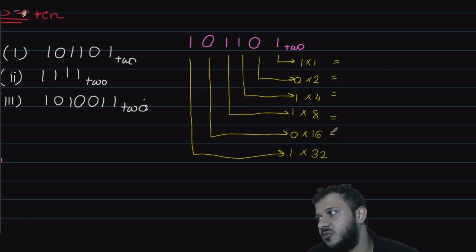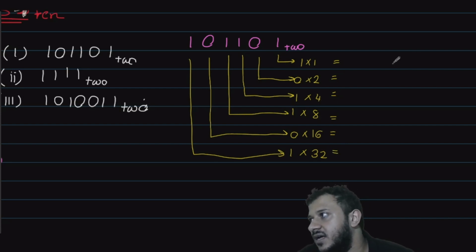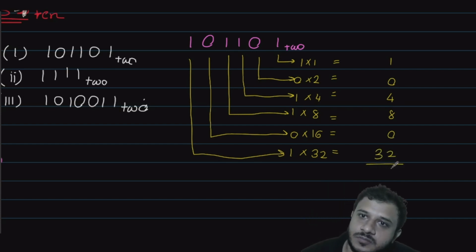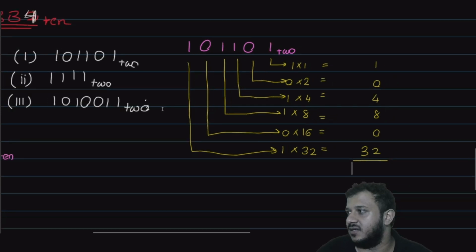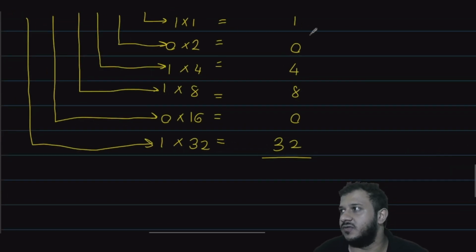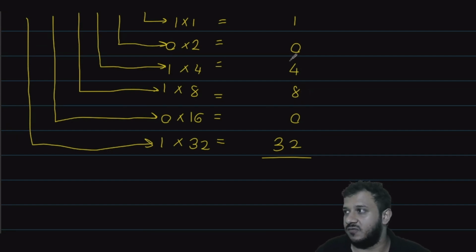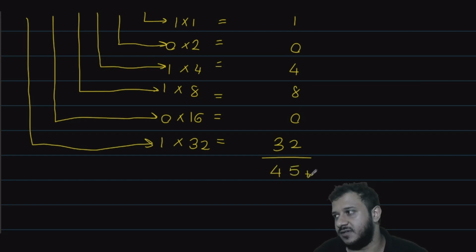Let me double check whether I wrote down the numbers properly. 1, 2, 4, 8, 16, 32. Yep. So this will be a 1 and a 0 and a 4 and an 8 and a 0 and a 32. Yep. And that will give me a total value of 1 and an 8, that is a 9. 9 with a 32 is a 41. 41 with a 4, 45. So the first answer will be 45.